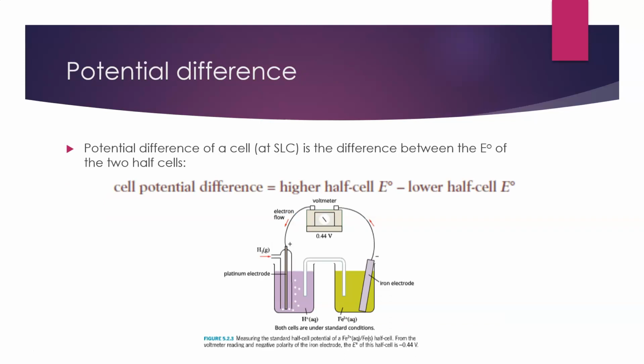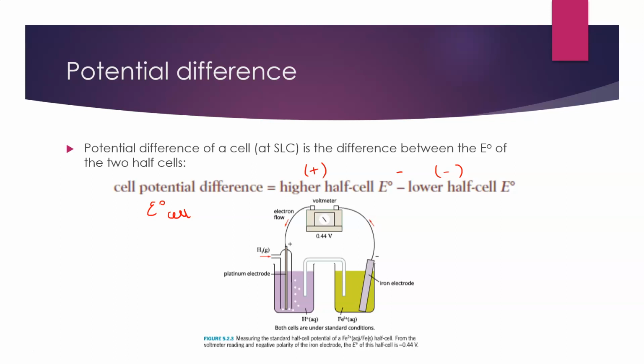So the potential difference of a cell at SLC, remembering this is 298 Kelvin, 1 atmosphere of pressure and 1 molar solutions, is literally the difference between the E0 of the two half cells. So the E0 of the cell is equal to the higher half cell, so the more positive one, minus the lower half cell, which means this will usually be a smaller positive value or highly likely a negative value, which means that when we minus a negative, we end up with a positive.